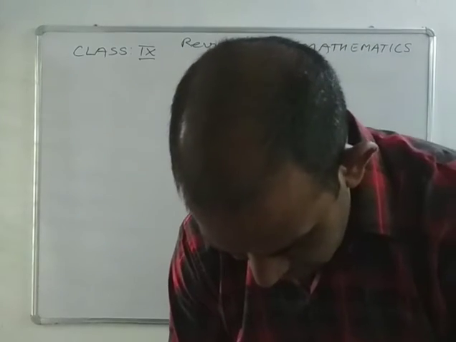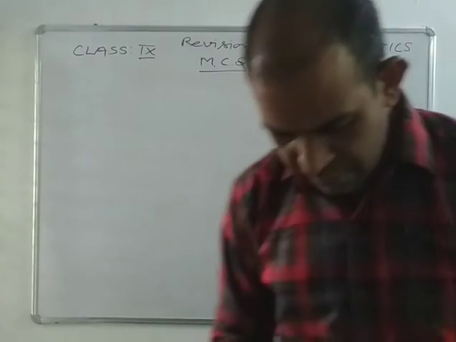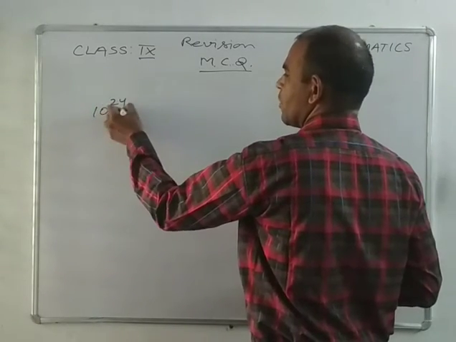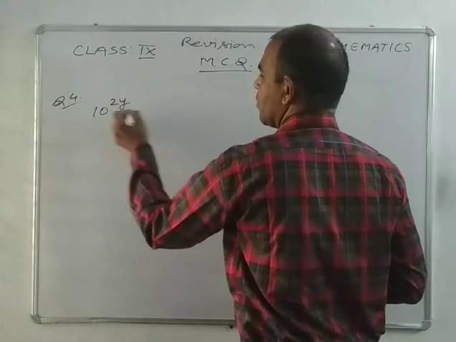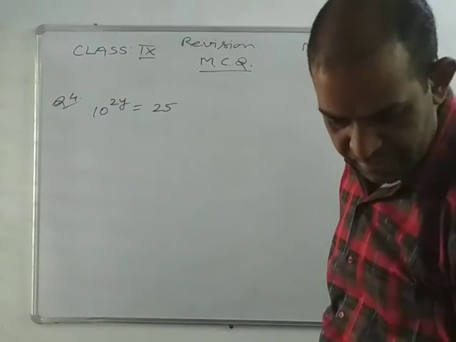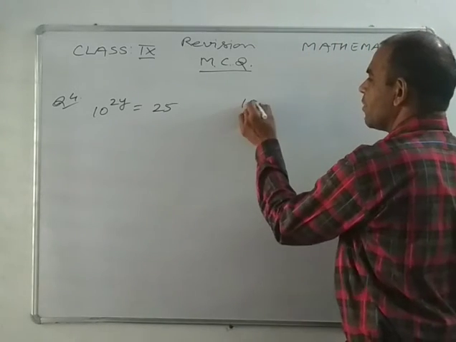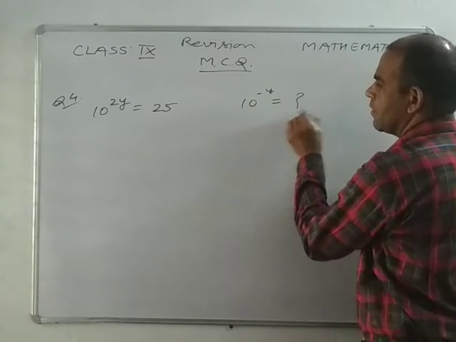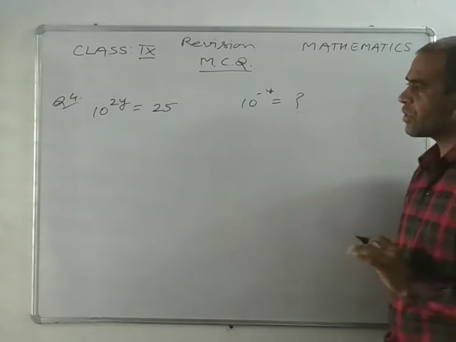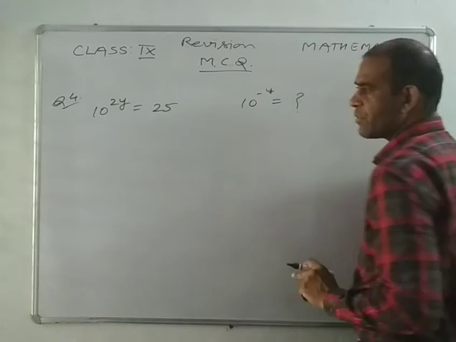Next question is, if 10 to the power 2y equal to 25, find the value of 10 to the power minus y. 10 to the power minus y की वैल्यू फाइंड करना है और गिवन है कि 10 to the power 2y is 25.